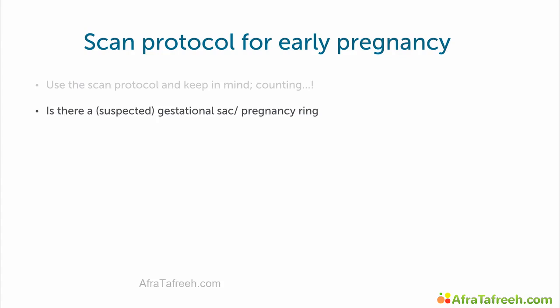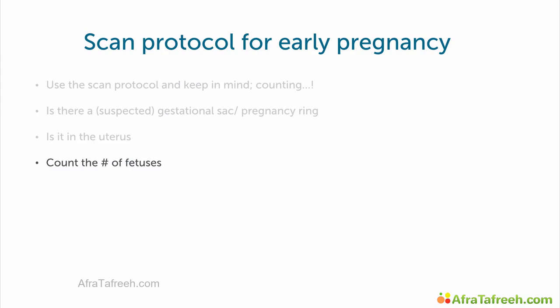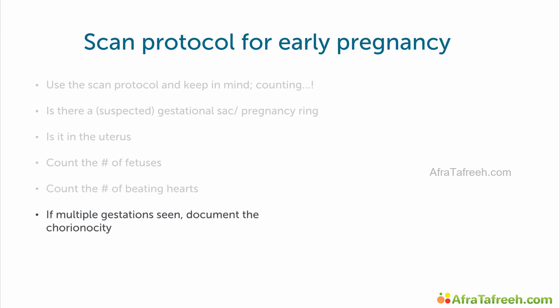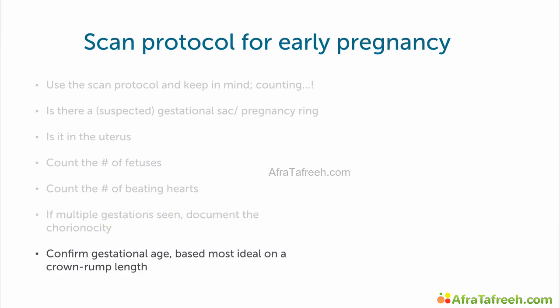When we see a suspected gestational sac or pregnancy ring, we want to know for sure that it's positioned inside the uterus. If there are fetuses visible, then we count them. Count the number of beating hearts. And when a multiple gestation is seen, document the chorionicity. Confirm the gestational age of the fetus, most ideally on a crown rump length, but if that's not possible yet, then use the femur length.